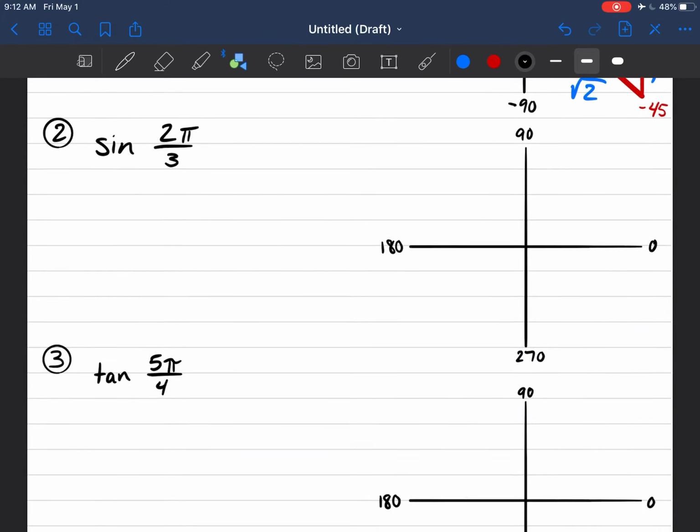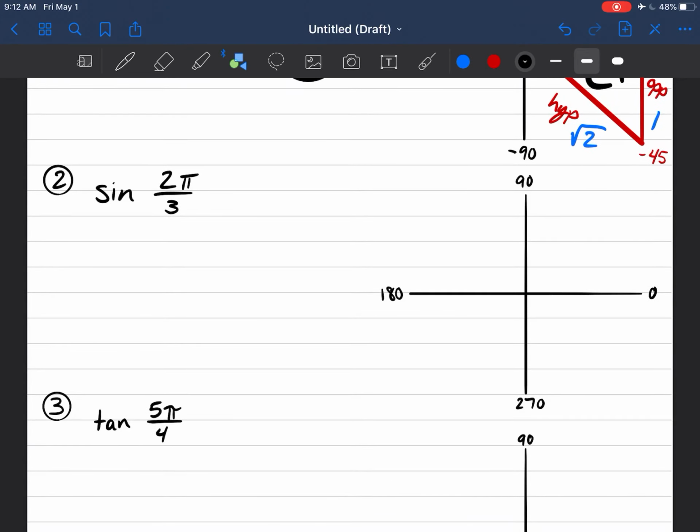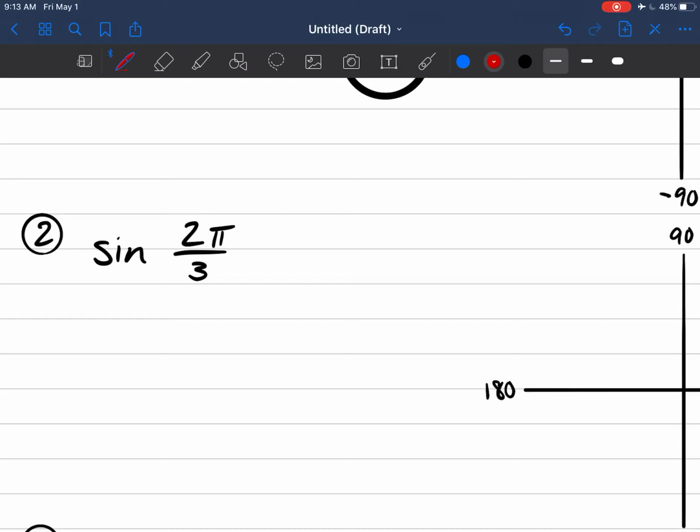Okay. The next one, I see 2 pi over 3. I can't do the problem because I don't know what that graph looks like, so I need to convert it to degrees. Now, you're supposed to memorize what the conversion is. What are you supposed to multiply to convert from radians to degrees? Supposed to multiply by 180 over pi. So then I'll do that.